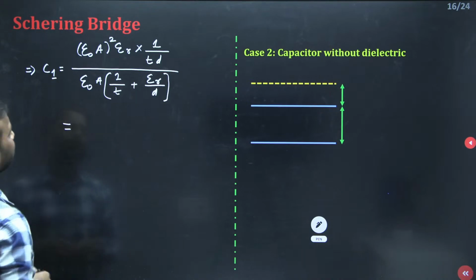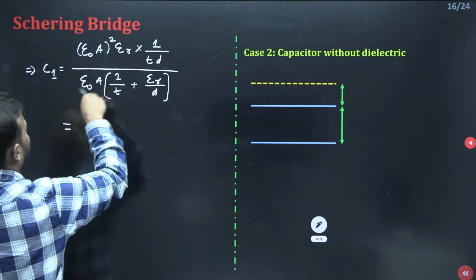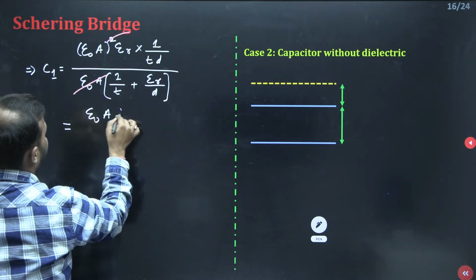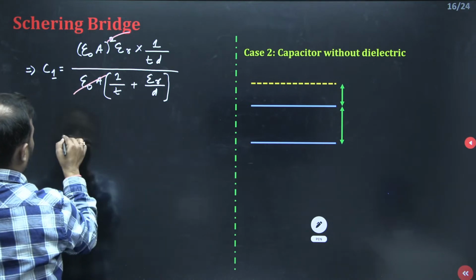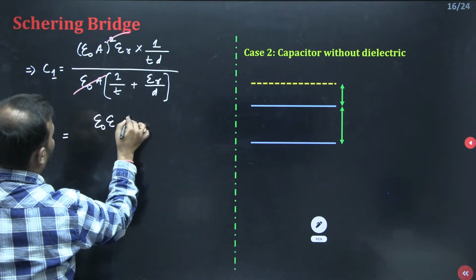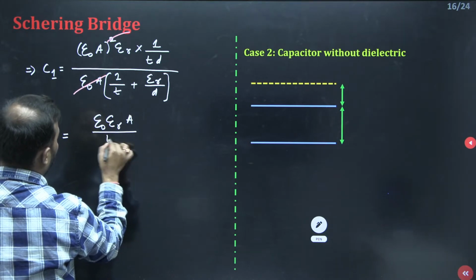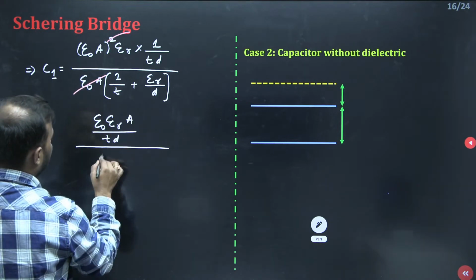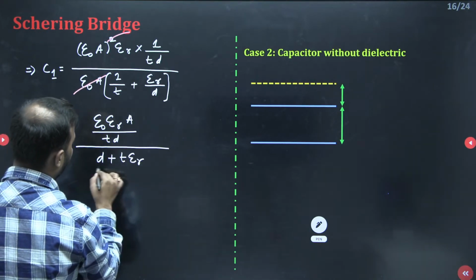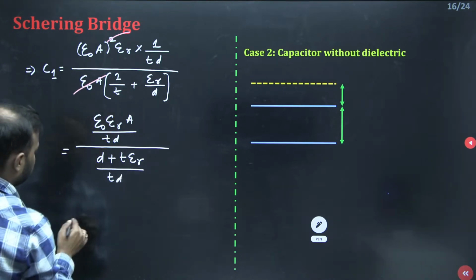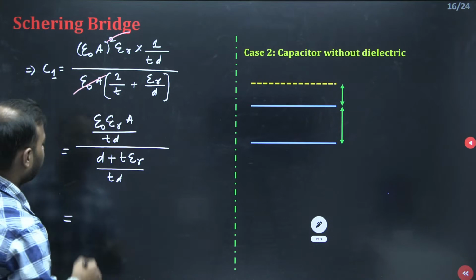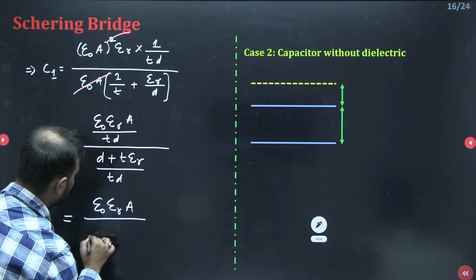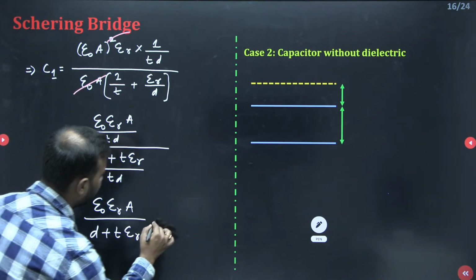So let us see, something is cancelling out over here. Epsilon naught A and epsilon naught A are cancelled out, so we are left with epsilon naught epsilon R A upon TD whole divided by, चलो बताओ क्या आ रहा है? D plus T epsilon R divided by TD. So here TD will be cancelled out, so we are left with epsilon naught epsilon R A upon D plus T epsilon R. So let me take this as equation 1.